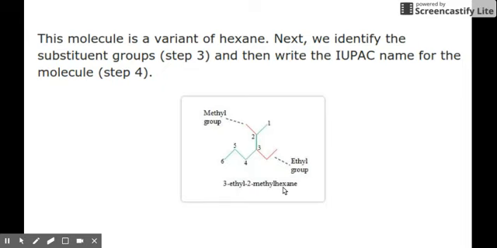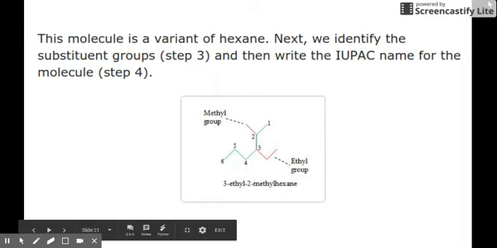So that's it. Again, don't forget to take note of this in your notebook and summarize the series of steps you need to remember. Watch out for the next part of this video for more examples of naming branched alkanes. So that's it for now.